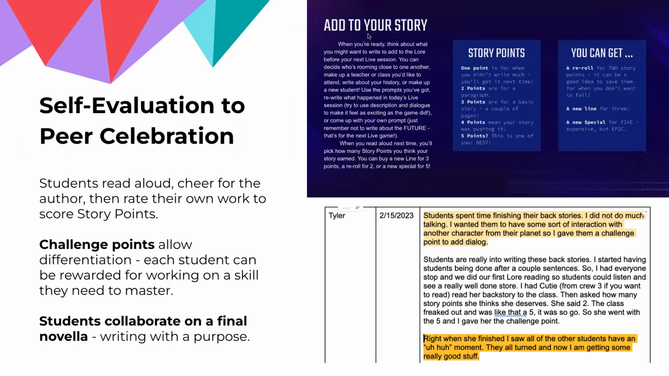1 point is for when you didn't write much. You'll get it next time. 2 points, paragraph. 3 points, basic story, couple pages. 4 points means your story was pushing it. 5 points is this is one of your best. So we call that the Holy Monkeys Award.